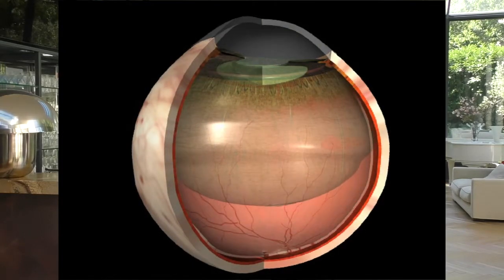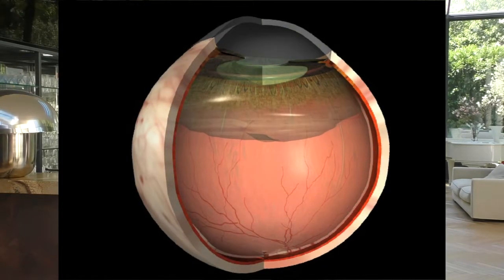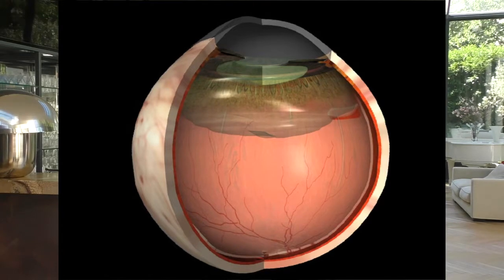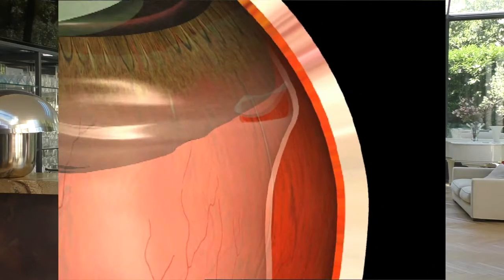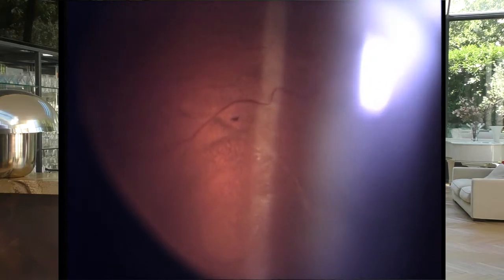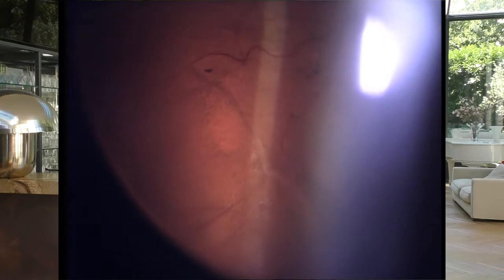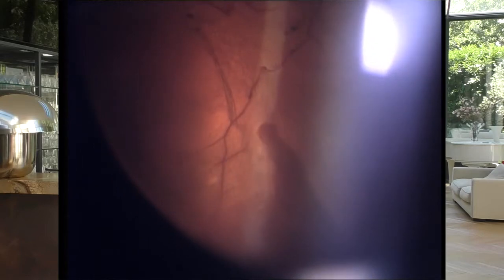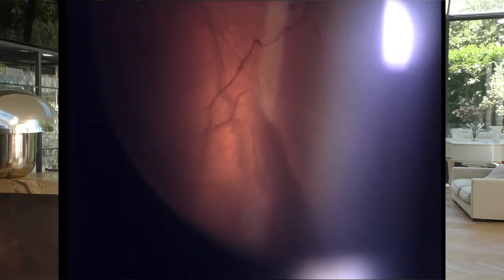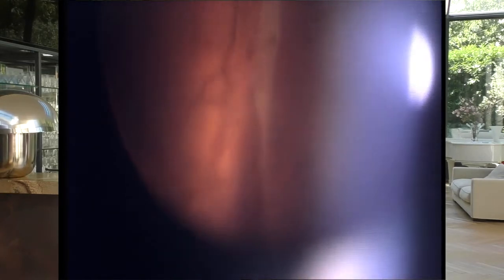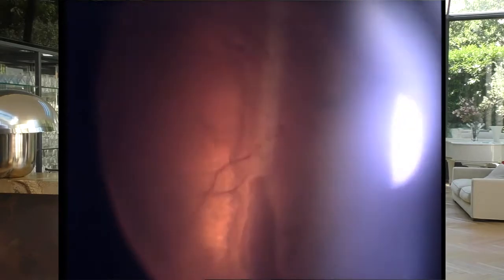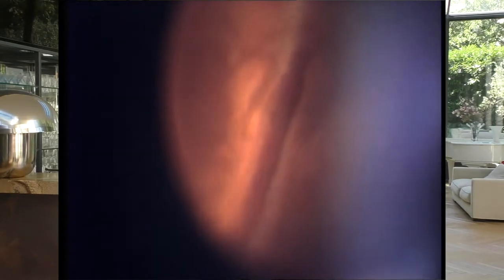Now the static tractions. They are located on the posterior part of the vitreous base. The anterior edge of the tear is fixed by the vitreous base insertion. The posterior edge is mobile. We can clearly see in this example vitreous fibrils on the fixed anterior edge of the tear and the posterior edge moving with the movements of the globe.